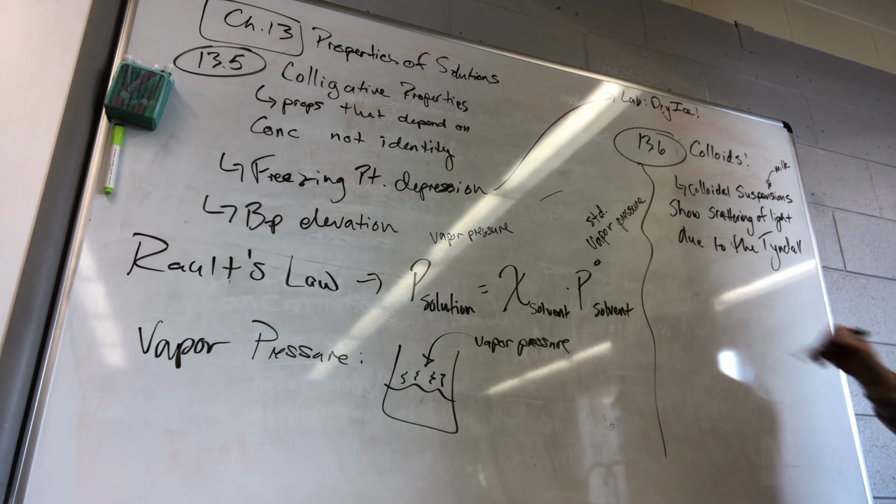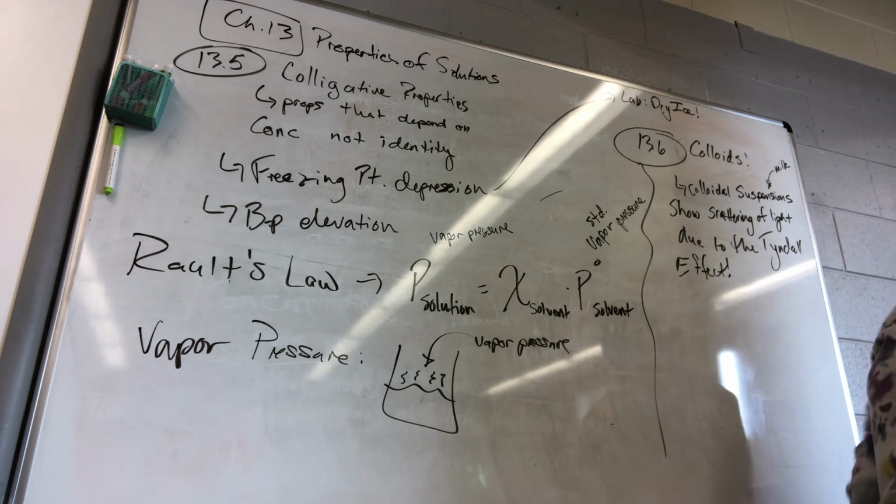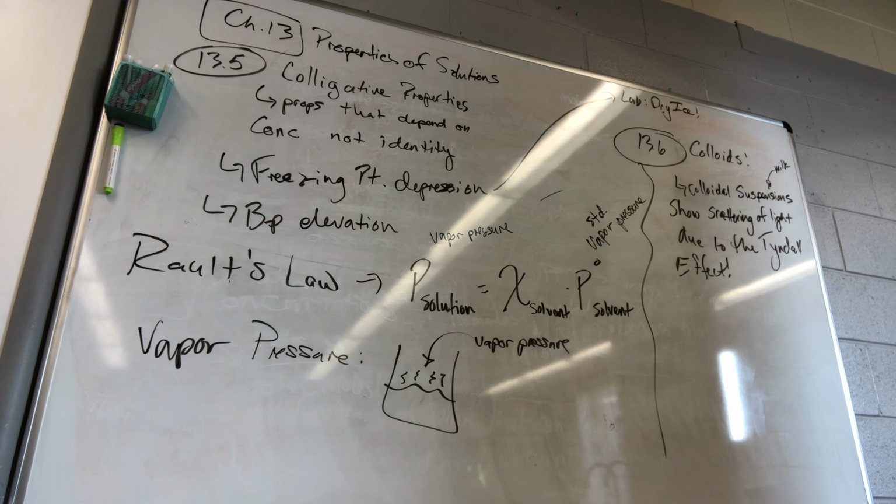The Tyndall effect. Right? So a colloid, which is going to be a little bit larger as far as particle size than a solution, will scatter light but does not necessarily completely obscure light, right? Whereas a suspension will completely obscure light and very likely allows little to no scattering.